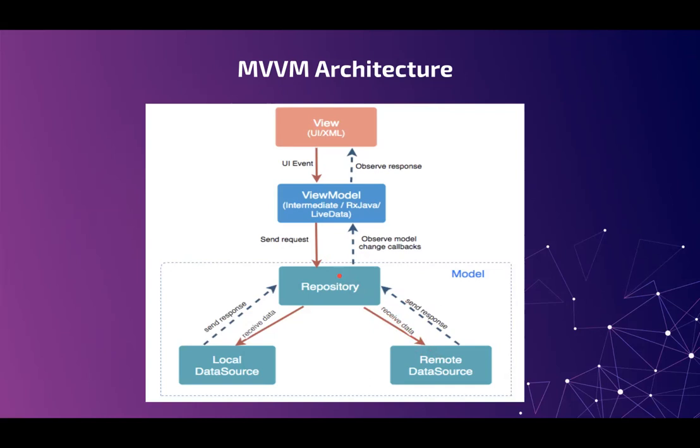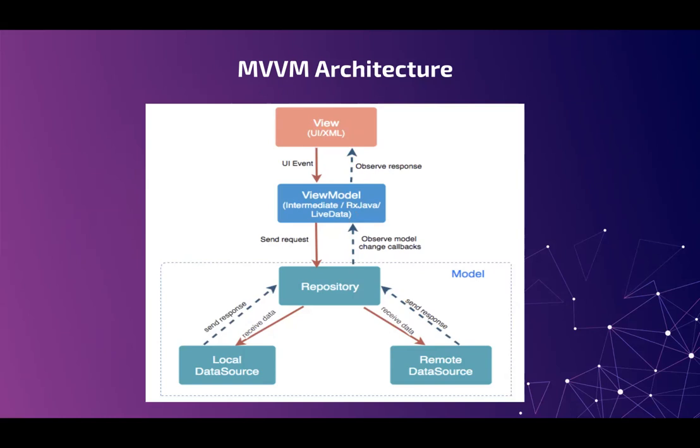But remember, in MVVM architecture, the data flow is unidirectional. So when we invoke something, we don't expect data to be received at that instant, but reactively the remote data source will send it to the repository. Then the repository reactively sends an observable model change to the view model. If there is any interaction to be communicated to the view, the view model will send it. So this is the basic architecture for MVVM.